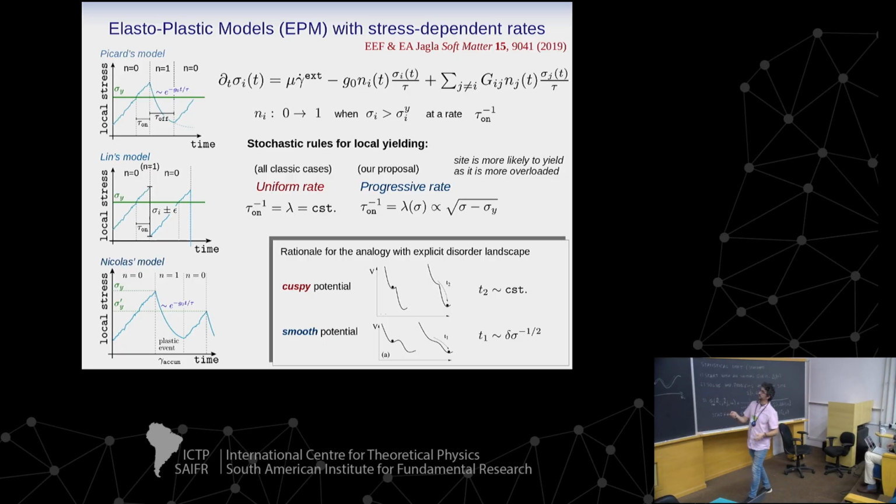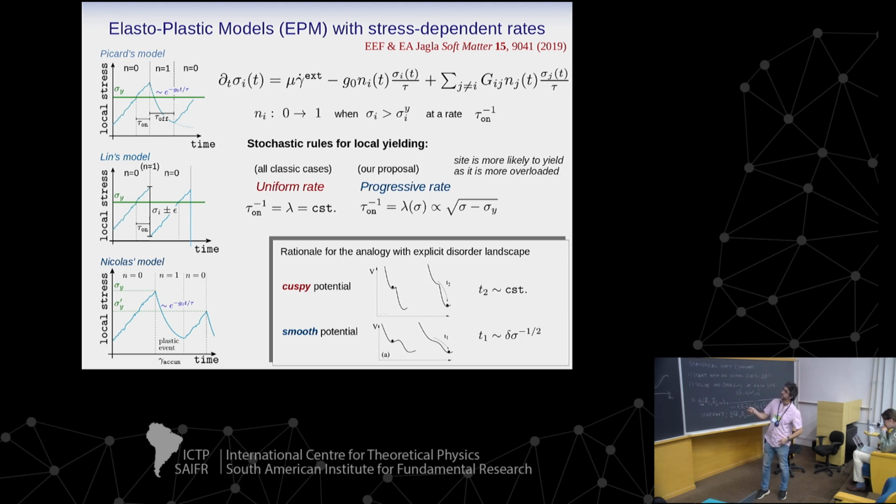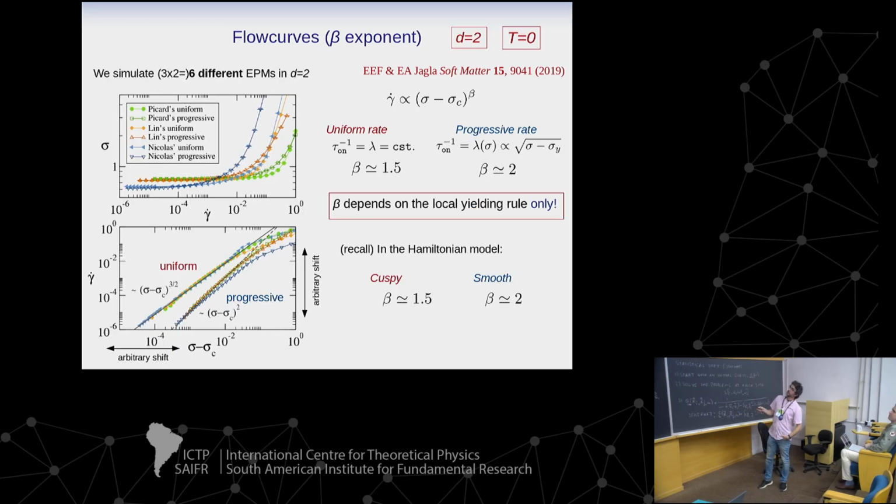I already said this yesterday, but when you have a CASP potential, the typical time going from one well to the next one is a constant, a characteristic time, while when you have a smooth potential, you have this saddle where you can live for a long time, and then the time depends on how much you are tilting the potential, as 1 over the square root of this delta sigma. If you do the flow curves in the elastoplastic model, you have 3/2 for the uniform yielding rule, and 2 for the progressive, which is the same as saying 1/2 for CASP, 2 for smooth potentials.